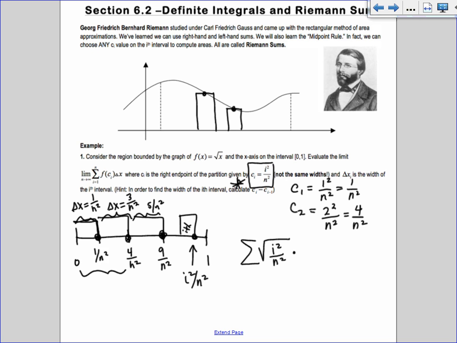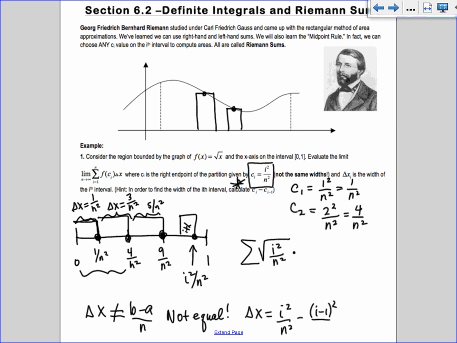Delta x in this case is not b minus a over n. They're not equal widths. So how do I get it? It's I squared over n squared minus what? You're really close. I squared over n squared minus the one before, right? Minus I minus 1 squared over n squared. That's what it is. That's the width. Yeah, that's like when I was writing the 1 over n squared, 3 over n squared, 5 over n squared. That's the width.